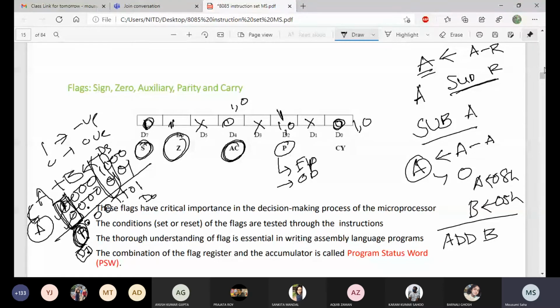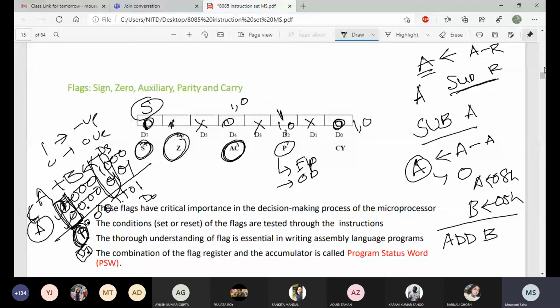So why will it do this? Because with the help of this status information, the flag status, we can write different types of programs, especially loop programs, where S and Z can be taken. Could you repeat what S and Z is? S is D7, the sign bit. Yes, ma'am, the last bit is the sign.